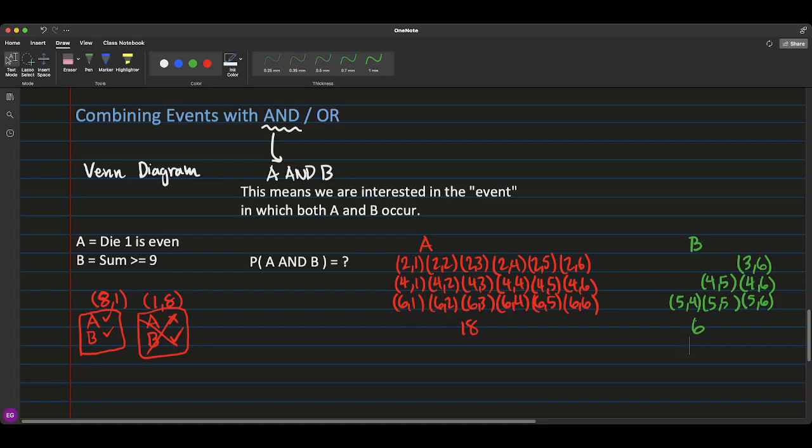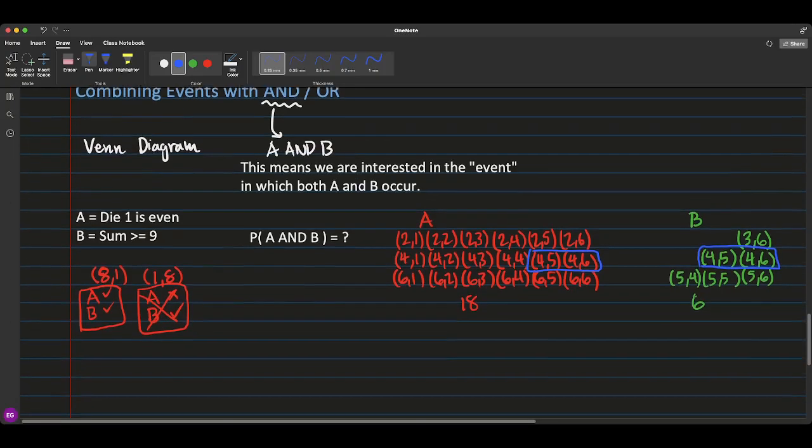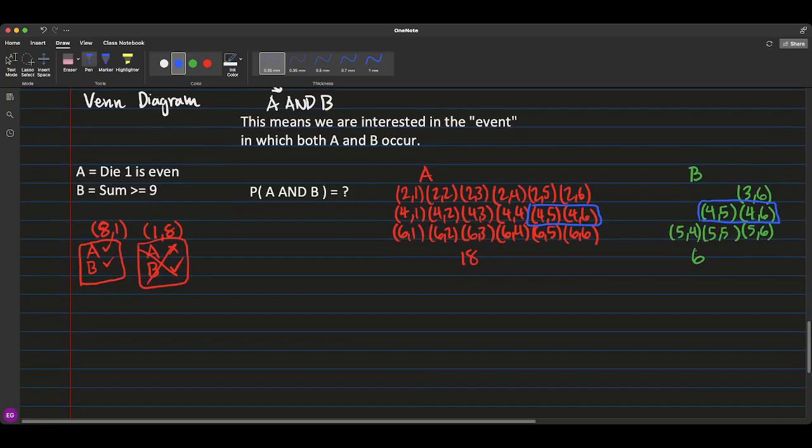Okay, so those are the B events, those are the A events. If you look at it, you can see that there's some overlap. For instance, 4, 5 and 4, 6 occur in B. 4, 5 and 4, 6 also occur in A. The 5, 4, the 5, 5, and the 5, 6 do not occur in A because they start with an odd. Okay, so we're going to single those out. Those are the ones that make A and B true.